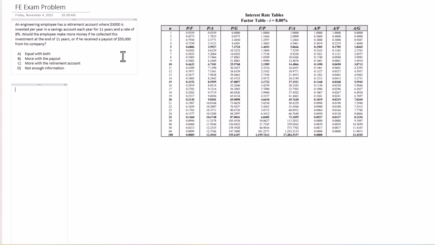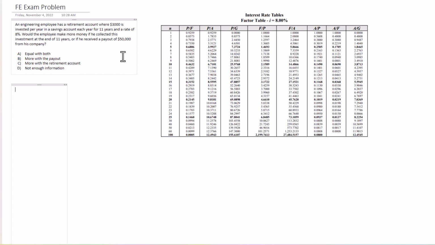The problem states an engineering employee has a retirement account where $3,000 is invested per year in a savings account each year for 11 years at a rate of 8%. Will the employee make more money if he collected this investment at the end of 11 years or if he received a payout of $50,000 right now from his company?